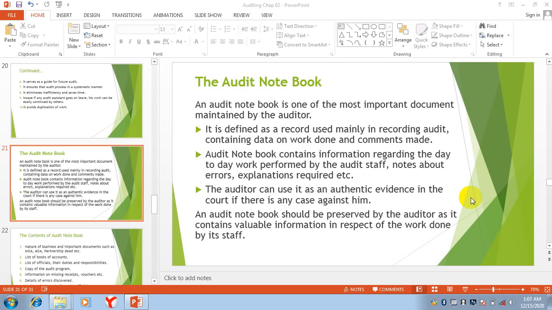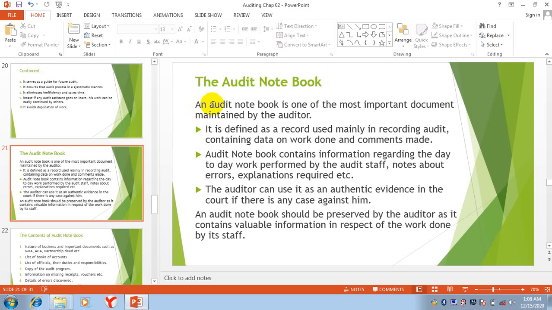Bismillahirrahmanirrahim. In the previous class, we discussed audit program. Today, we are going to start another important topic, and that is the audit notebook.